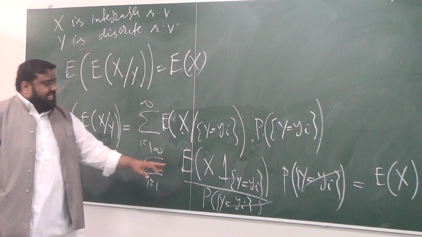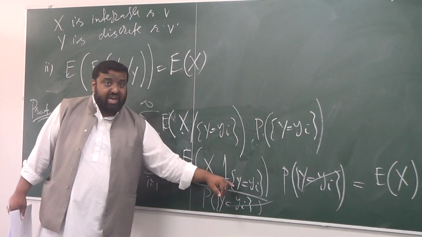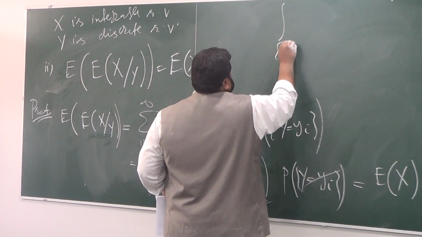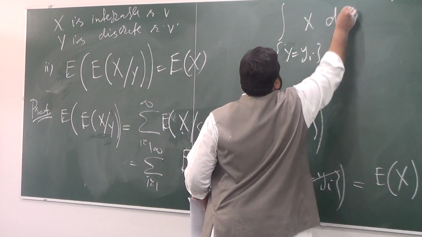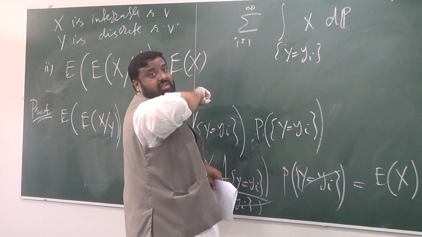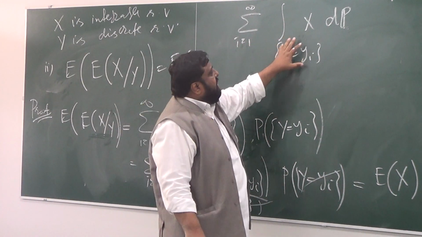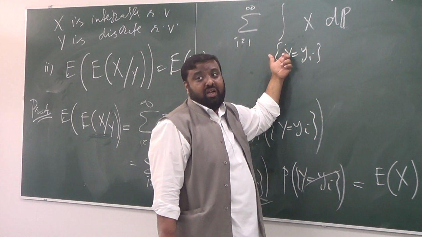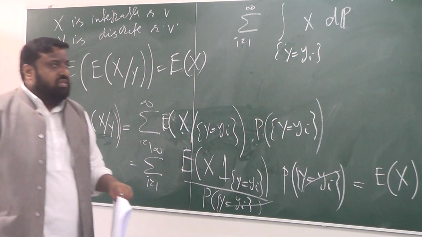Or you can say that that's an integral. I can see that that's an integral of x over yi, and I'm taking it in this manner. So I can say the integral over y equal to yi, integrating x with respect to dp, and then taking the sum from i equal to 1 to infinity. Then I can say that this is equal to integrating x over the union of all these, because these are disjoint, and combining them you get omega, and hence you get the expectation of x.